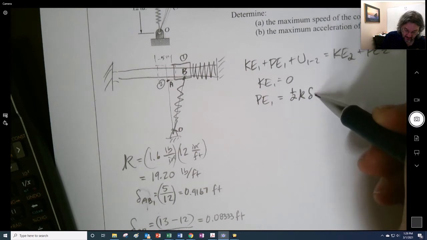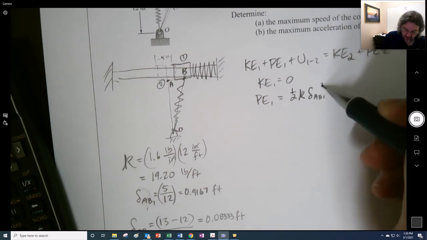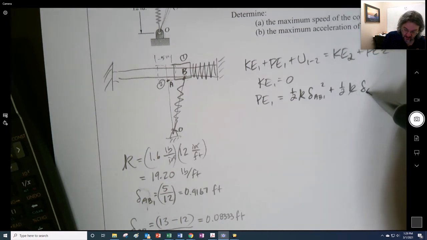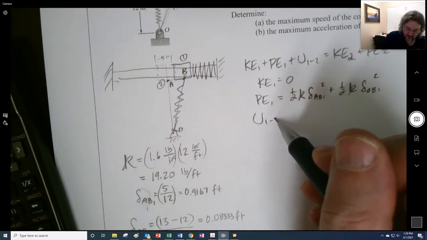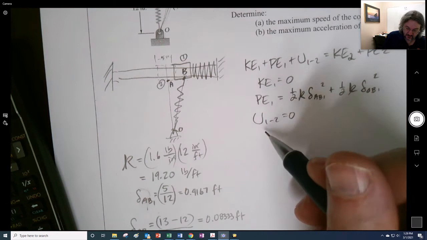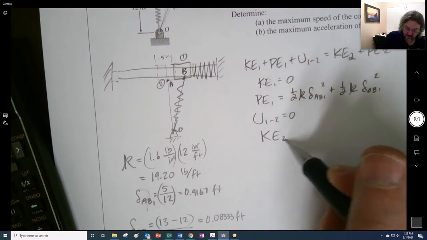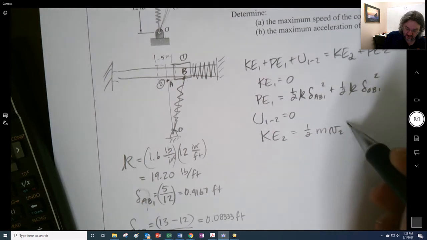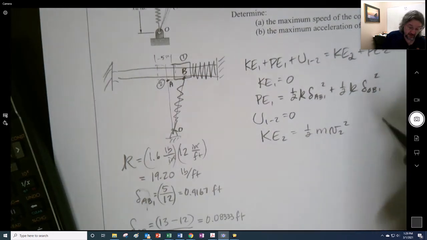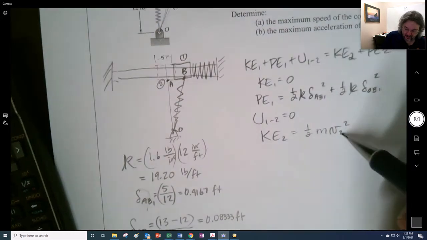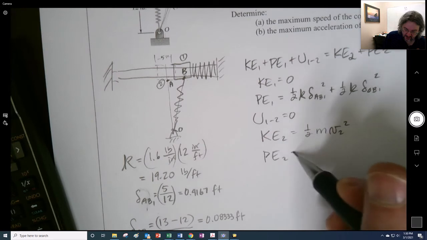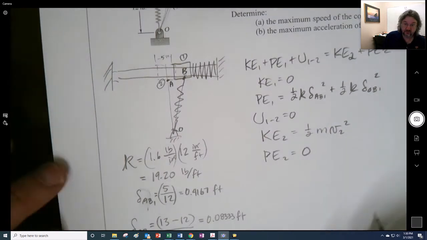So when we come up to here, what we could do is say we have a 1/2 K del AB1 squared plus 1/2 K del OB1 squared. There's no external work. Coming to the next one, the kinetic energy is going to be equal to 1/2 m v2 squared. I don't think we need anything here. I said b in there, but it doesn't really matter. And then the potential energy at that state is going to be 0.